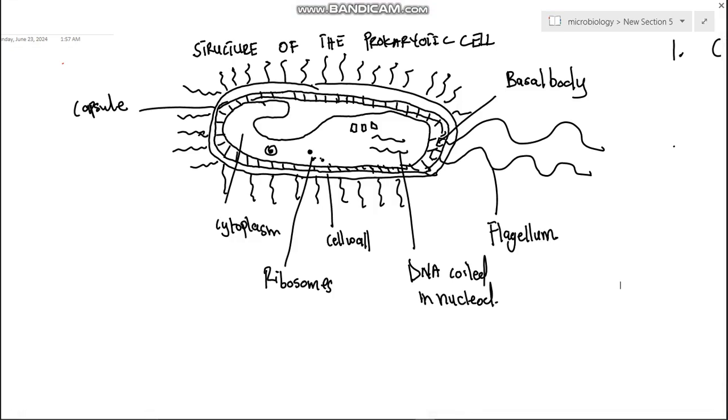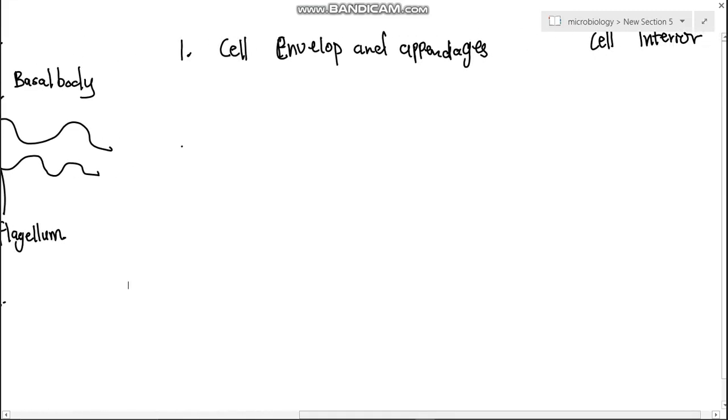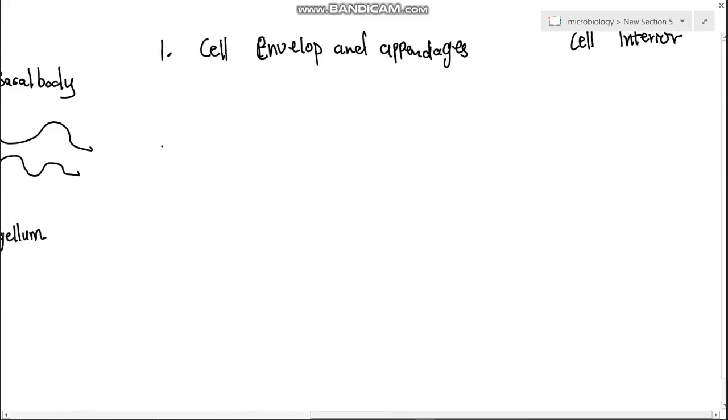Today we'll be discussing the structure of the prokaryotic cell or the bacterial cell. And we are going to talk about the various parts of the bacterial cell and then their function. So first of all, we'll start by talking about the cell envelope and appendages. Then secondly, we'll talk about the cell interior or the cellular interior.